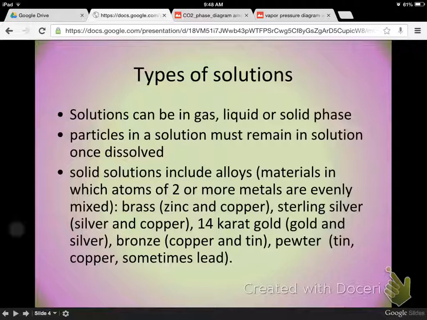We use things like brass a lot, bronze, pewter. If you have pewter at home, pewter dishes or pewter figurines, they used to have a high lead content. They used to be tin, copper, and lead. Modern pewter figures do not have the lead in them; they're tin and copper. But those are all solutions. When it's a solid solution, we call it an alloy, and typically what we see are alloys of metals.